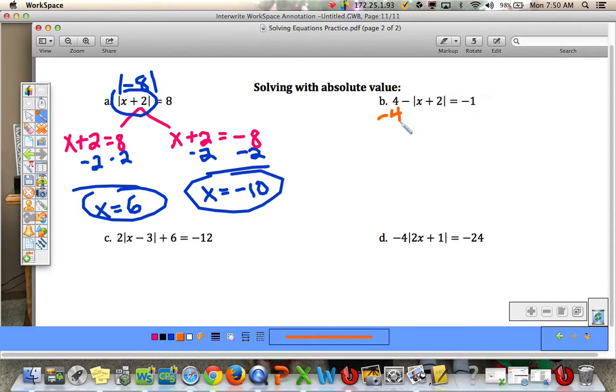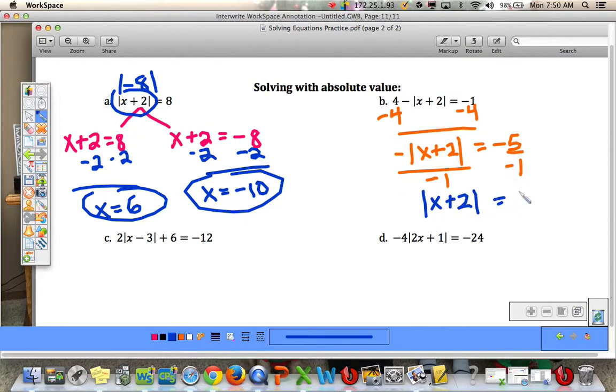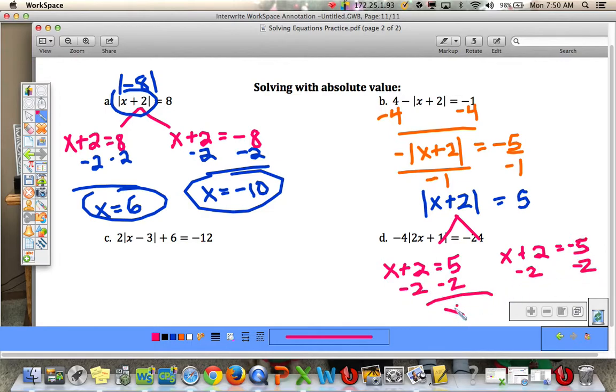Before you can split it up, get rid of anything on the outside. So we have negative absolute value of x plus 2 equals negative 5. Divide each side by negative 1. Now we can split it up. So we have the absolute value of x plus 2 equals 5. So in here, this number inside can be 5 or negative 5. So we're going to split that up. x plus 2 equals 5, and x plus 2 can be negative 5. And then we'll solve. Two answers, x can be 3, and x can be negative 7. And then when you plug in, you should get negative 1 for each answer.